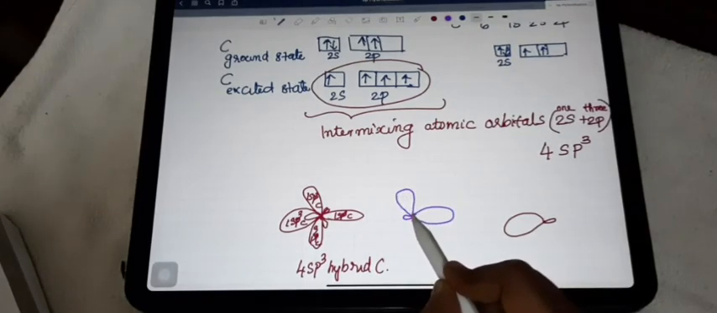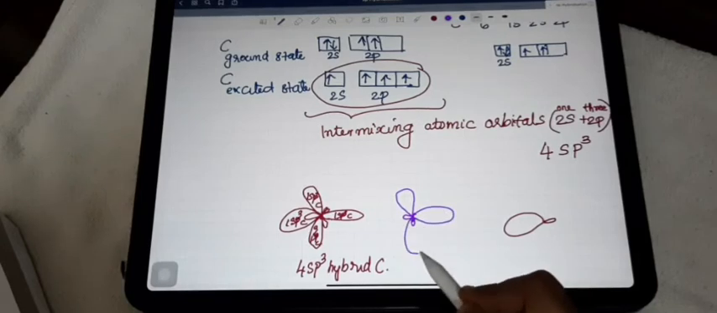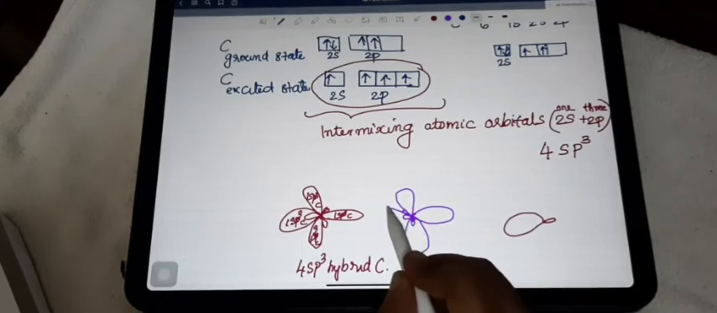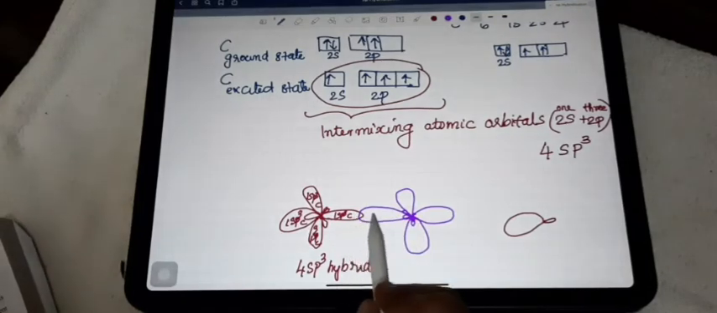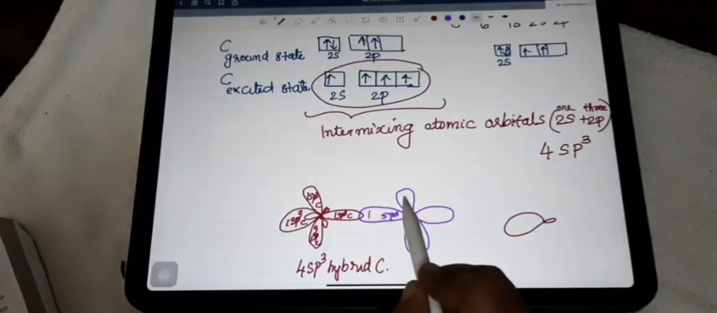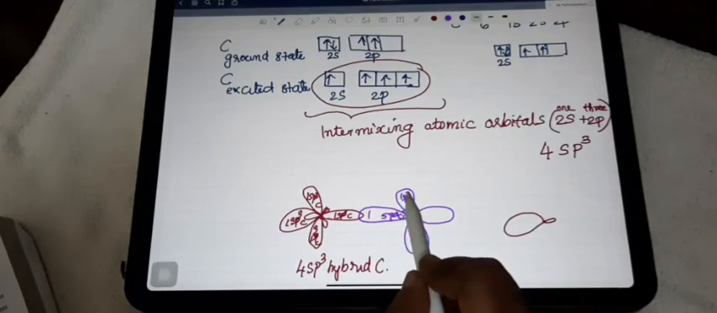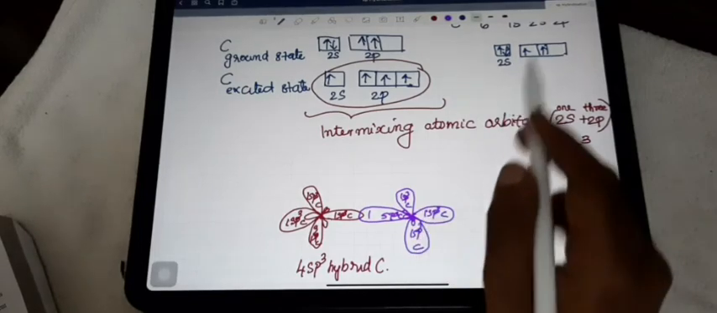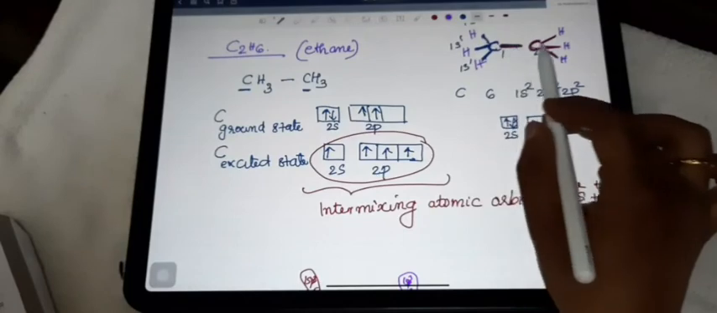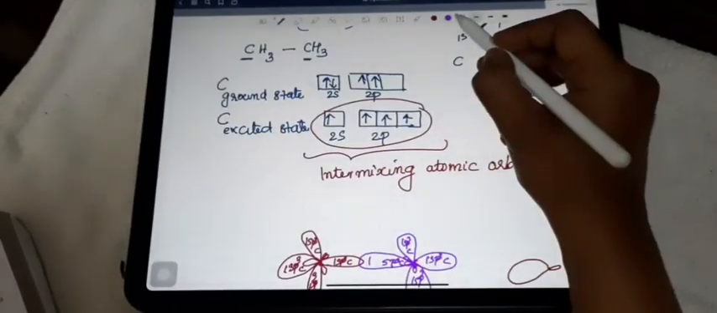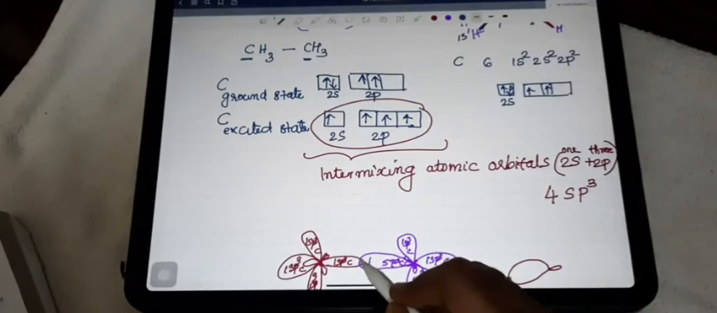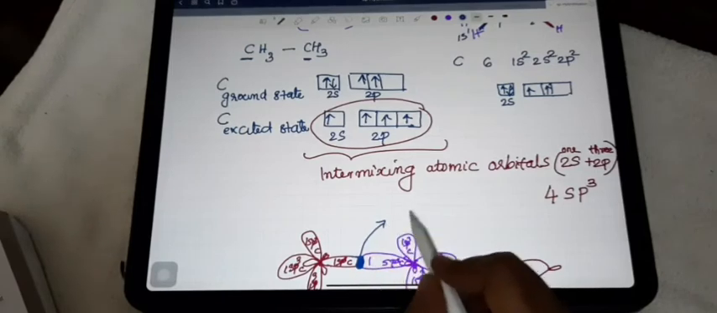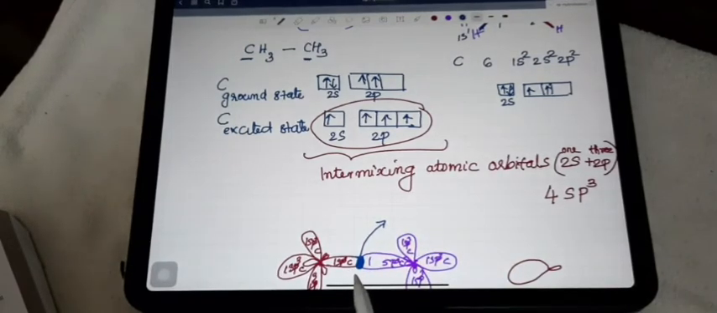So here 1, then okay, 3 are ready, and 1 is making this bond. This is 1 sp3 of carbon, and this is 1 sp3 of the next carbon, and this is also 1 sp3 of the next carbon. In this picture you can notice that one carbon is joining with the other carbon. That is why this particular portion is end-on overlap or head-on overlap. So this is a sigma bond joining.